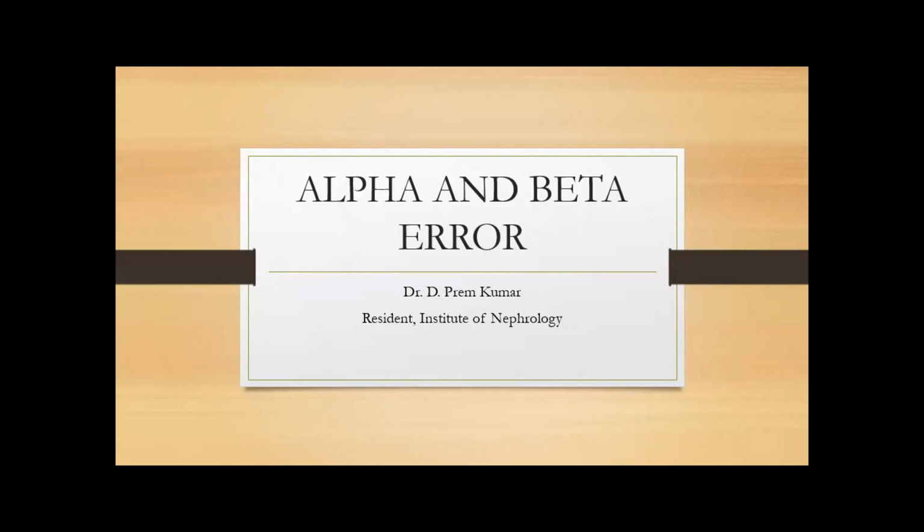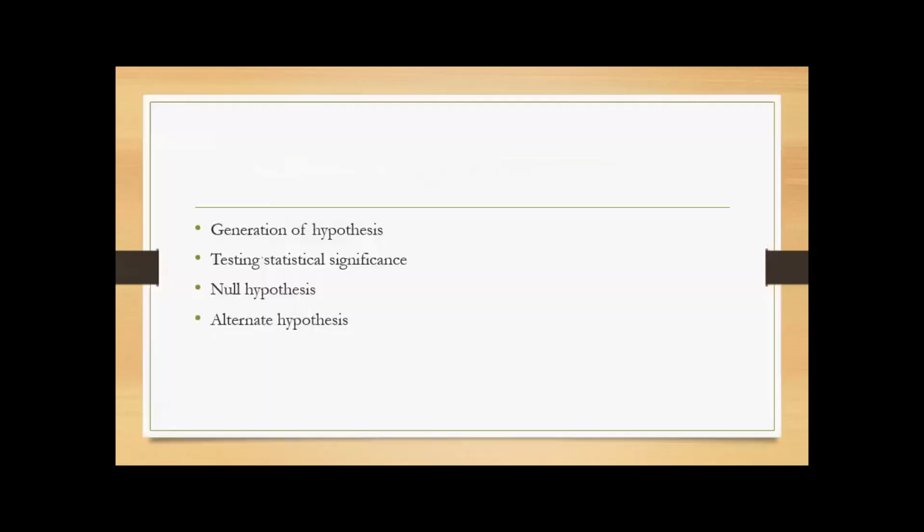Good afternoon. Today, the topic for discussion is alpha and beta error. Before moving on to the main topic, first we'll see what the first step in research methodology is: generation of hypothesis. The hypothesis has to be simple, specific, and pre-specified before the start of the study.